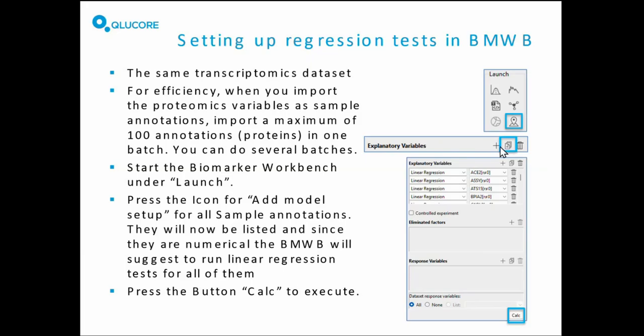Normally, for efficiency, you import a maximum of 100 annotation proteins in one batch in order to use the Biomarker Workbench. So if you have several, then you do several batches when you do the import. So this makes it more efficient running on a normal computer, like, for instance, mine, a laptop here. And here we will see how we can set it up using this proposal icon, and then just press calculate to get results.